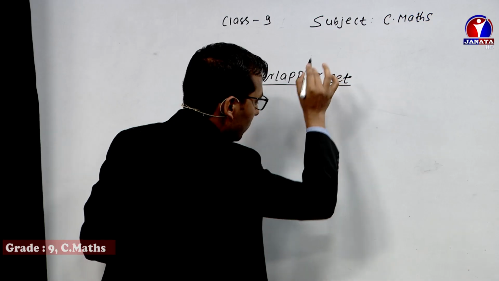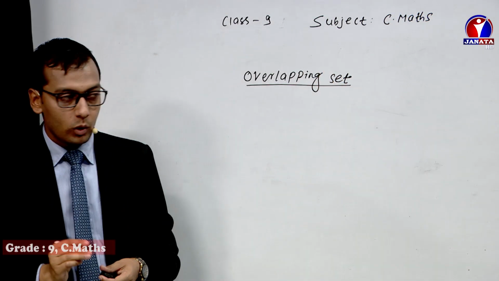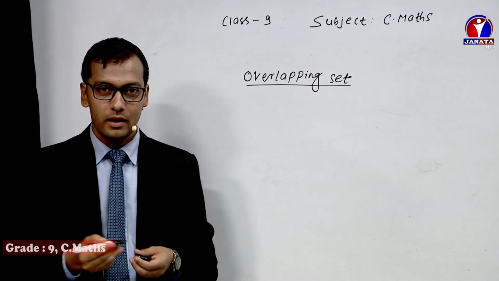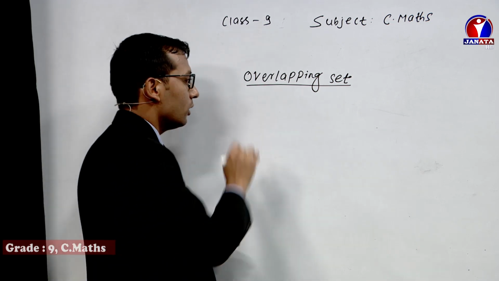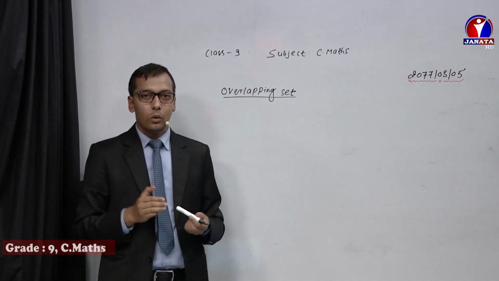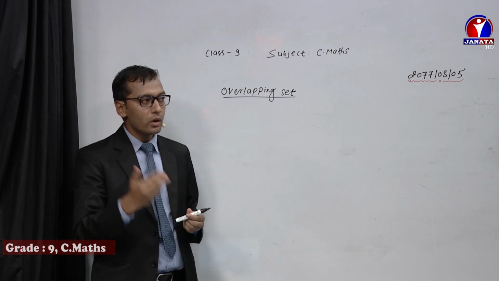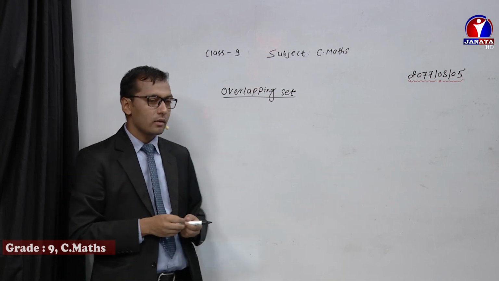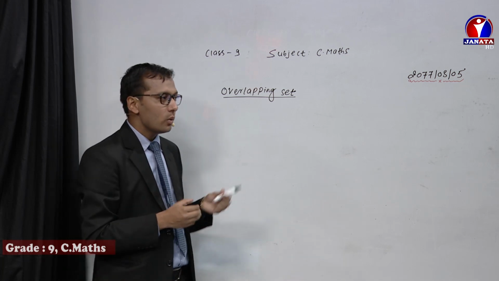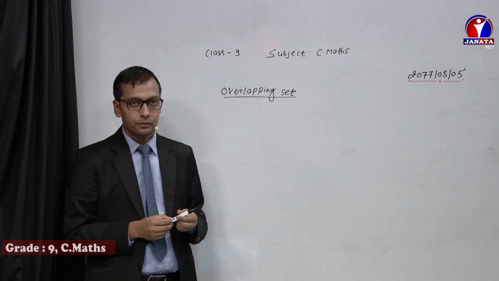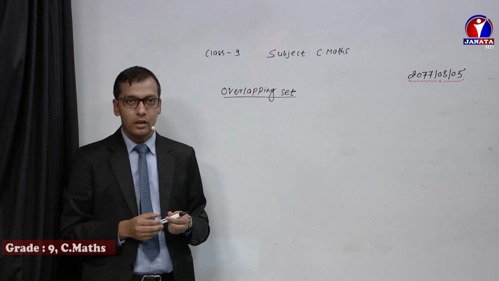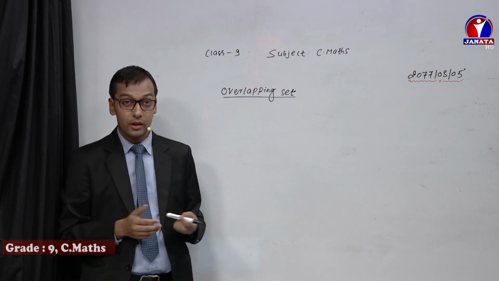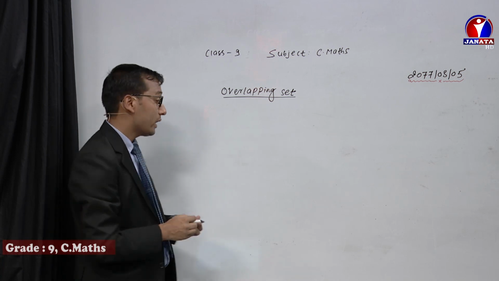Okay, so let's talk about this now. What is an overlapping set? It's clear from the word overlapping. In an overlapping set, what we have to understand is two sets. We can take many sets, but I'm taking two sets. It's easy to understand. Two sets are said to be overlapping sets if they have some elements common, if they have at least one element common.